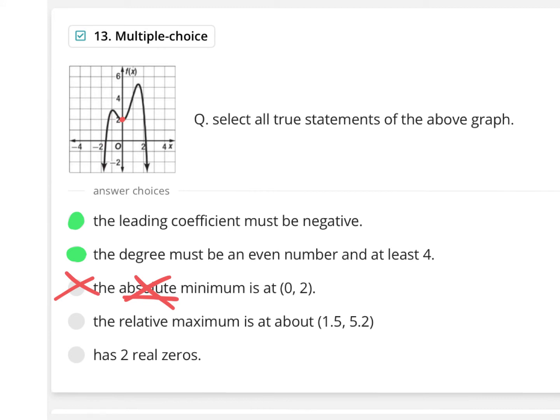The next one, the relative maximum is about 1.5 and 5.2. So if I go to 1.5 and I go 1, 2, 3, 4, 5.2, yeah, that sounds right, the relative max. Oh, wait a minute. Is this a relative max?